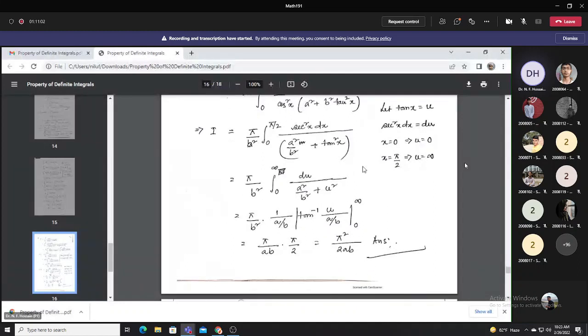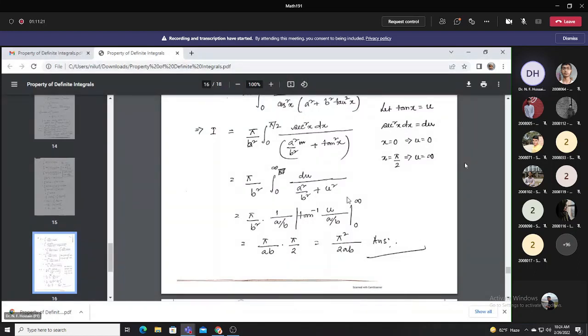Okay, now adjust the limits. When x equals 0, tan 0 is 0. So the lower limit is 0. When x equals pi by 2, tan pi by 2 is infinity. So the upper limit for u will be infinity. So pi by b square integration 0 to infinity. The upper part gives you just du, and the lower part a square by b square plus u square.